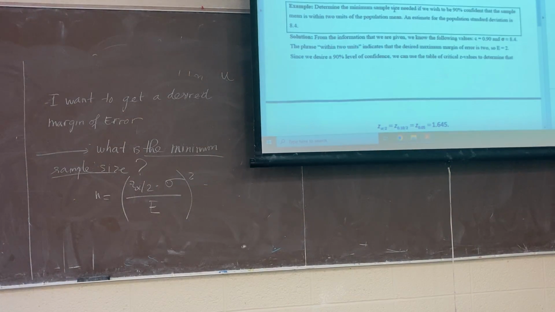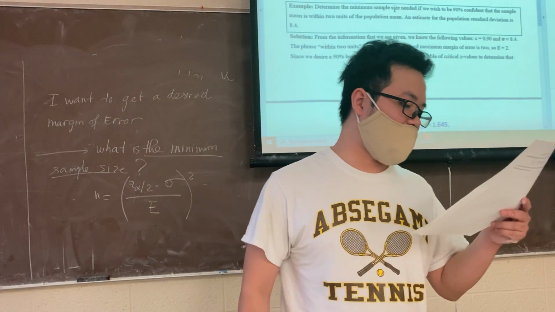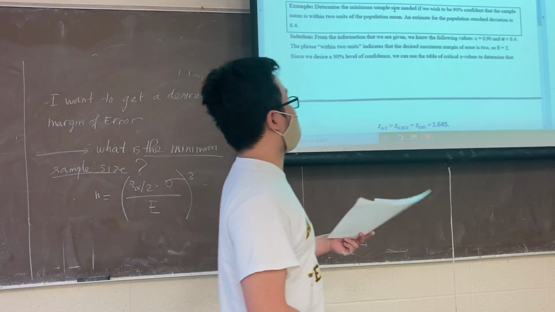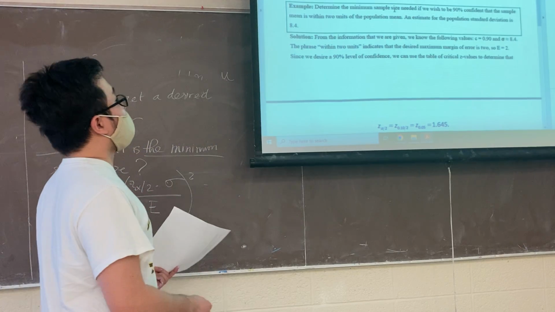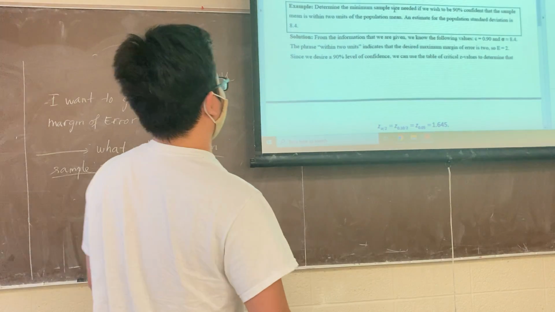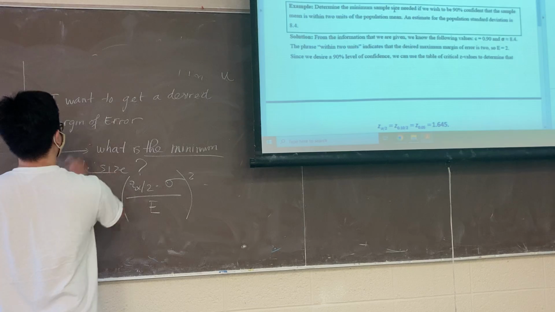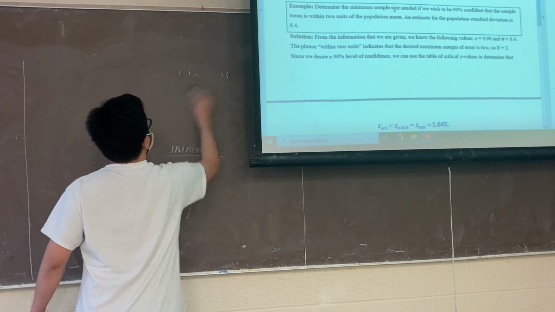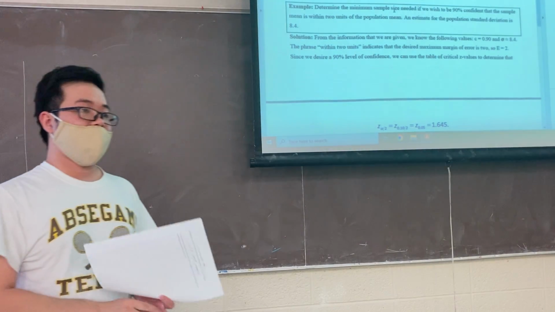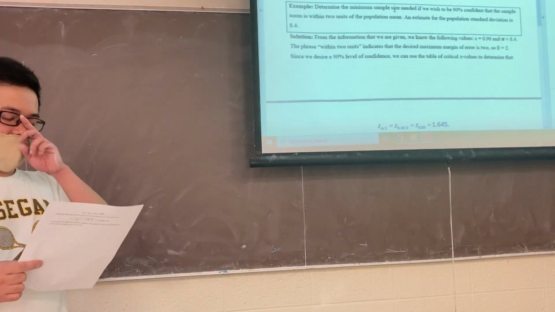And here is the example, also on your handout. Determine the minimum sample size needed if we wish to be 90% confident that the sample mean is within 2 units of the population mean. An estimate of the population standard deviation is 8.4. Okay, take your handout.